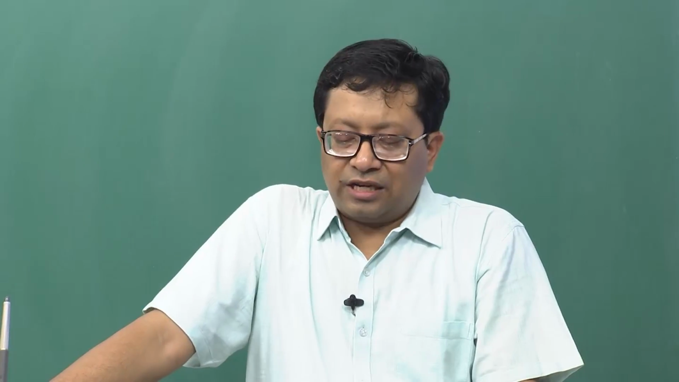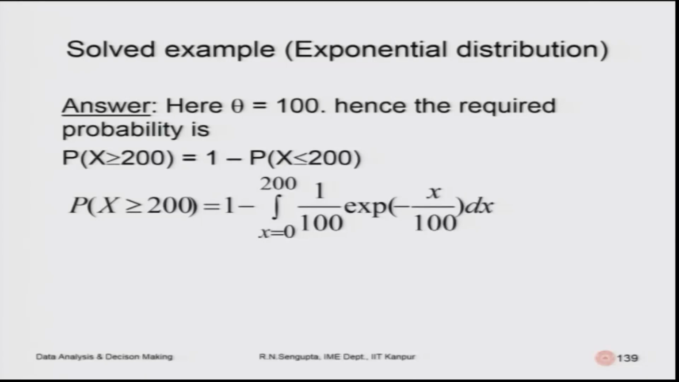So, in this case theta is 100, obviously A is 0, hence the required probability is the probability of x being greater than 200, which is 1 minus the probability of x being less than or equal to 200. Here less than and greater than would not make much of a difference, I will come to that later on. So we want to find the probability, and we integrate it.